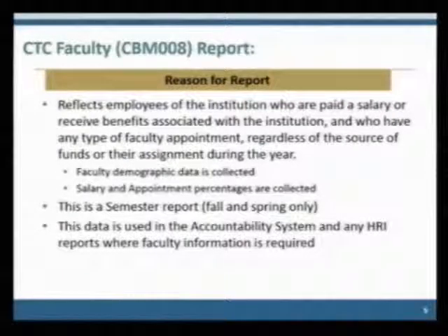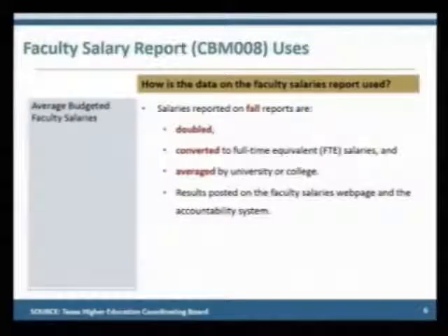Again, this is a semester report, but as you said earlier, only fall and spring. That is a difference from the universities, of course, that have a summer 8 report. The information is used in the accountability system, and not so much for any HRI reports, though. My mistake there. So this is a similar looking slide. We do the same thing for the budgeted average faculty salaries report.